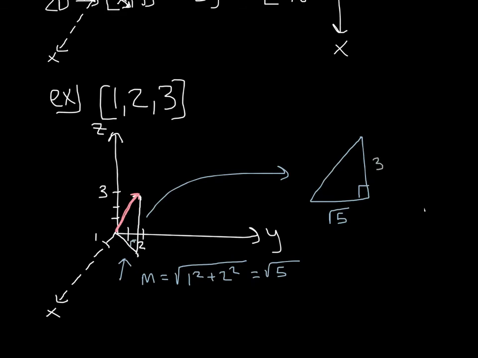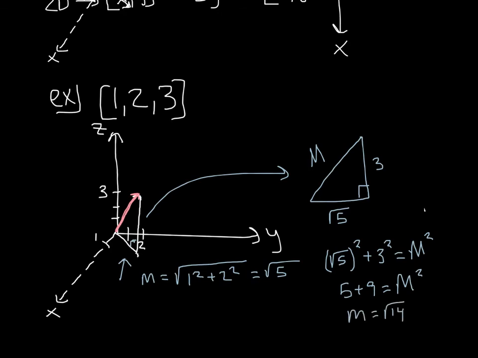And here, I'll do a big capital M. That's the magnitude of our three-dimensional vector. We've turned it into a two-dimensional problem, which is nice. It makes it easier for us. So that magnitude, we can just use Pythagorean theorem. So root 5 squared plus 3 squared is going to be big M squared. So it looks like we get 5 plus 9 is big M squared. So M is root 14. And there's the magnitude of our three-dimensional vector.